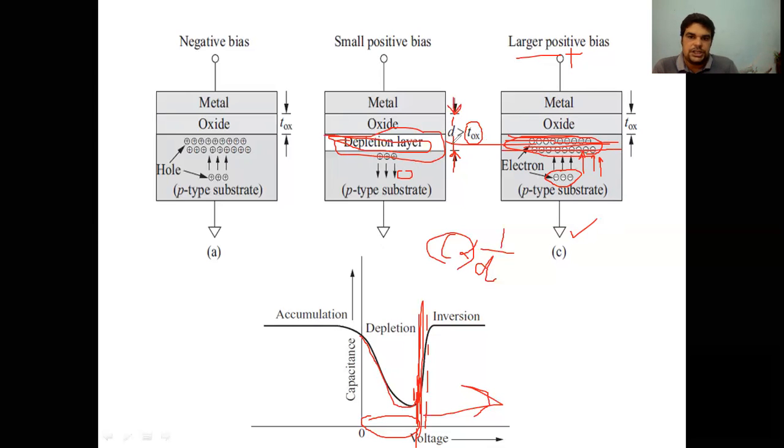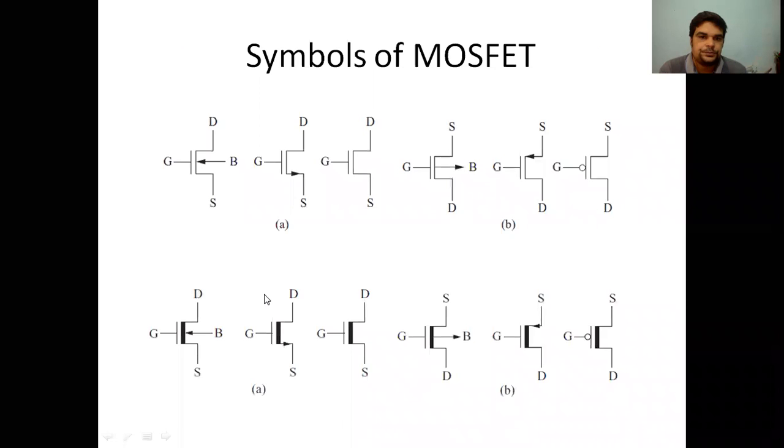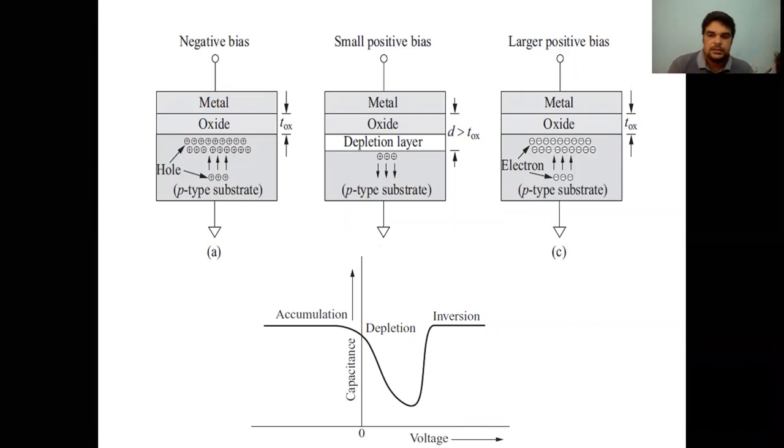Okay, so initially there was positive charge here. By applying a large positive bias, this positive charge is replaced by negative charge. That's why it is known as the inversion process. And in this case, as you can see, the effective width is again t_ox, so the capacitance is also increased. So here the capacitance is increased. Okay, so this is the effect of gate biasing on a MOS capacitor. This is basically important to understand the working of MOSFET.